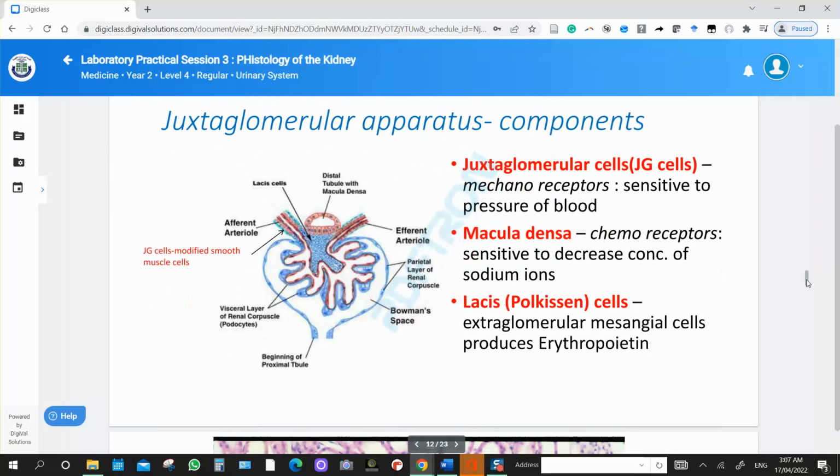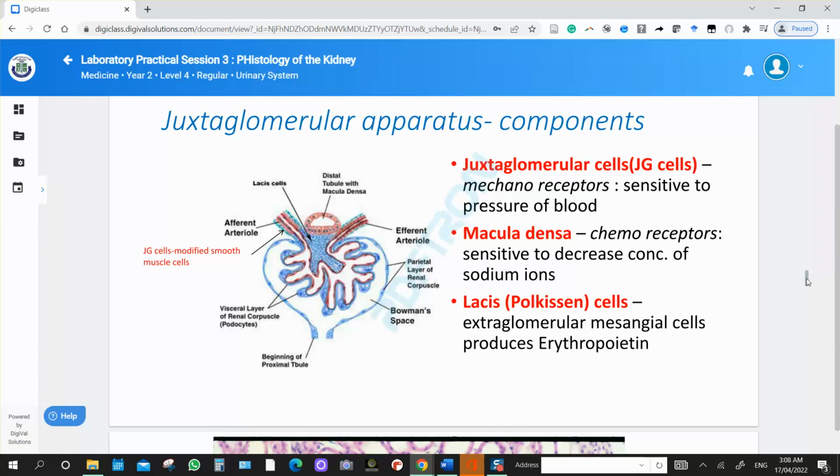Here you can see the components of the JG apparatus. The JG cells are mechanoreceptors, sensitive to the pressure of blood. The macula densa cells are chemoreceptors sensitive to decreased concentration of sodium ions. And Lacis cells are the extraglomerular mesangial cells producing erythropoietin. So please learn it well.